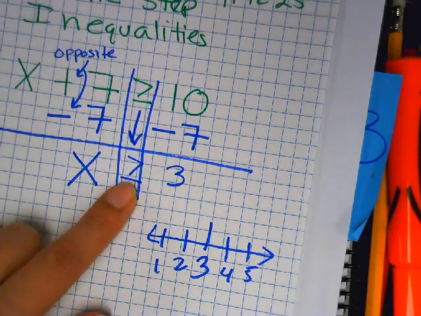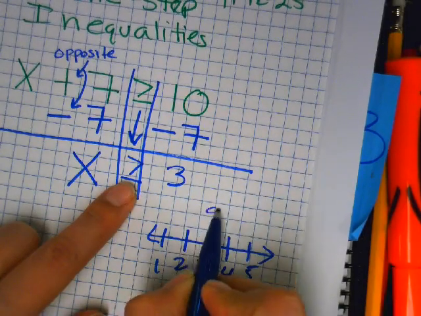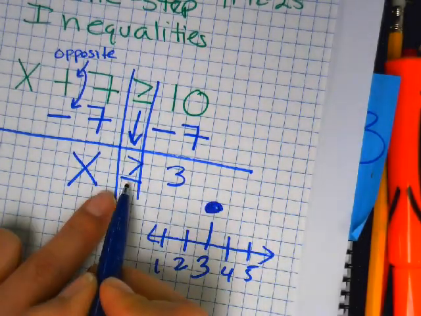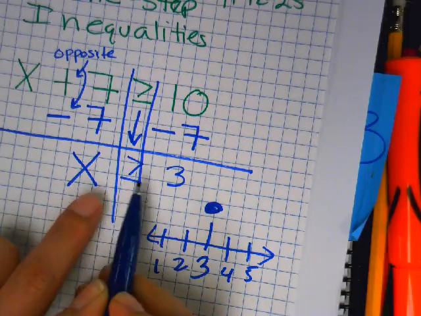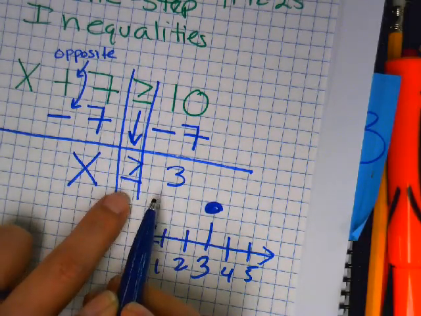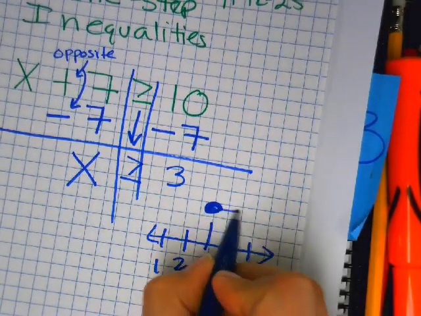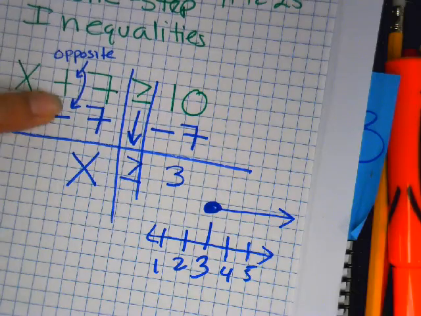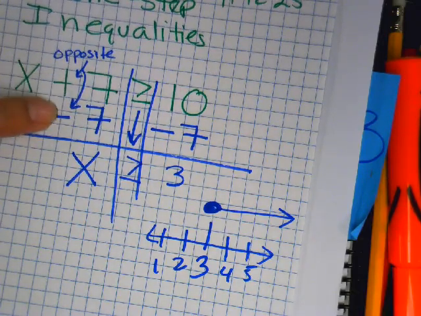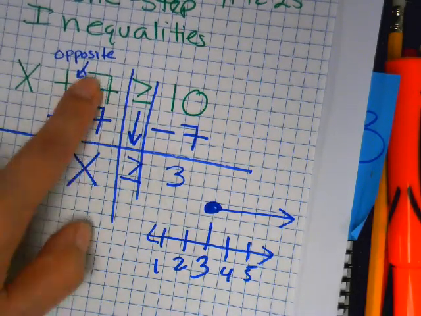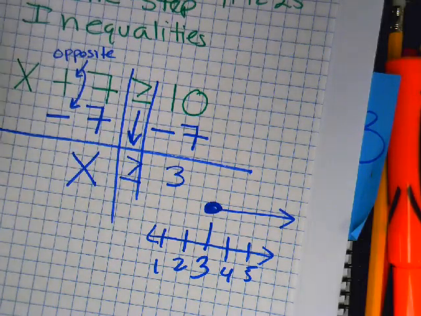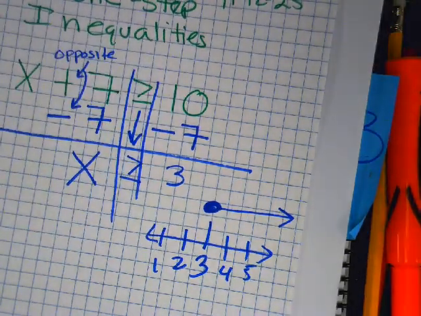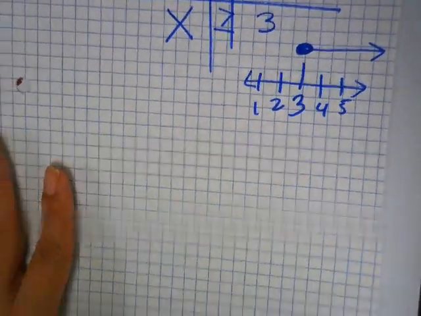Open or close circle? Closed. Now this says greater. So which numbers are greater or equal to 3? Left. Okay? So, opposite of addition, subtraction. Opposite of addition, subtraction. And this just gives you 0, so you don't use it. And then you just do 10 minus 7. The math is pretty easy today.